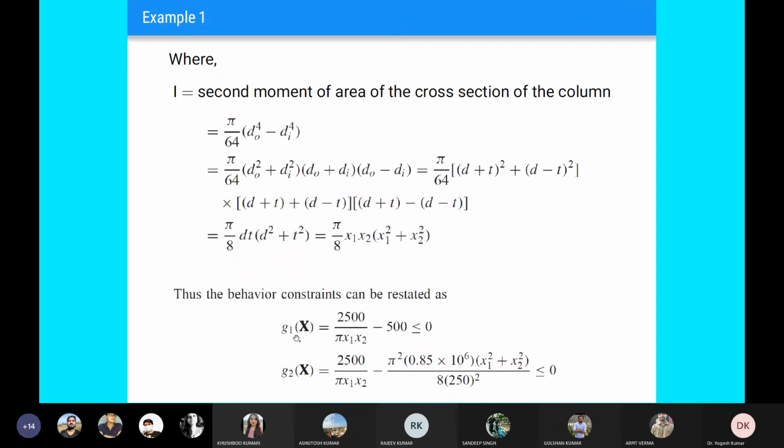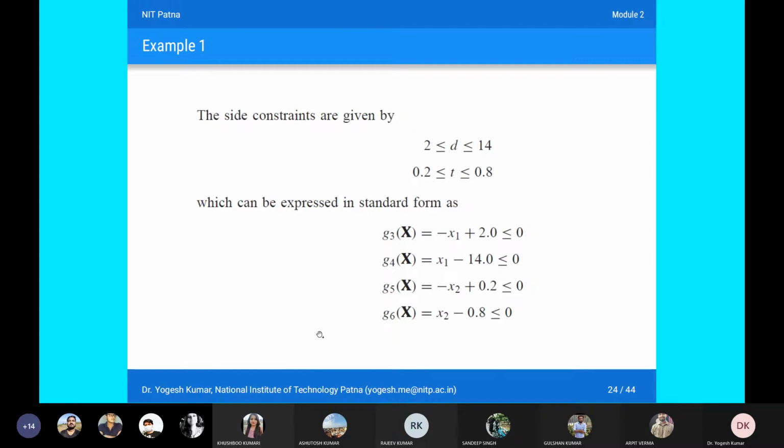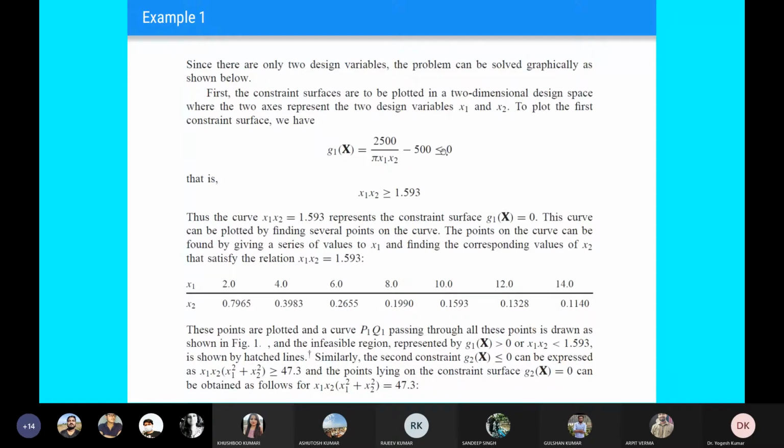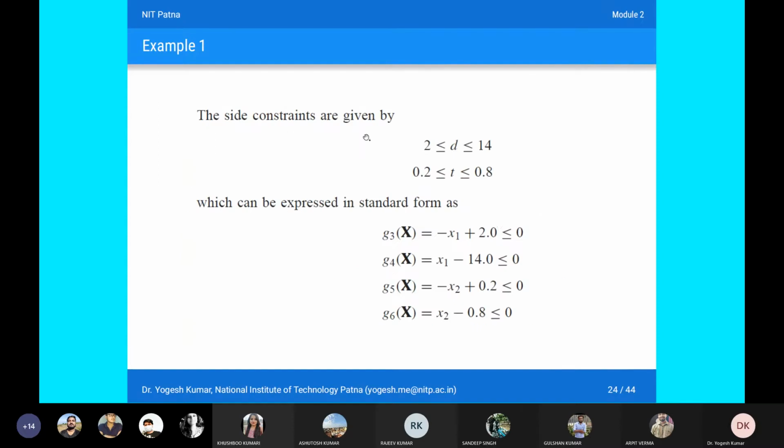These were represented here: G1x, G2x. Then we have G3x, G4x, G5x, and G6, corresponding to your mean diameter and tube thickness. After this, what we did, we tried to draw the plots corresponding to these constraints.